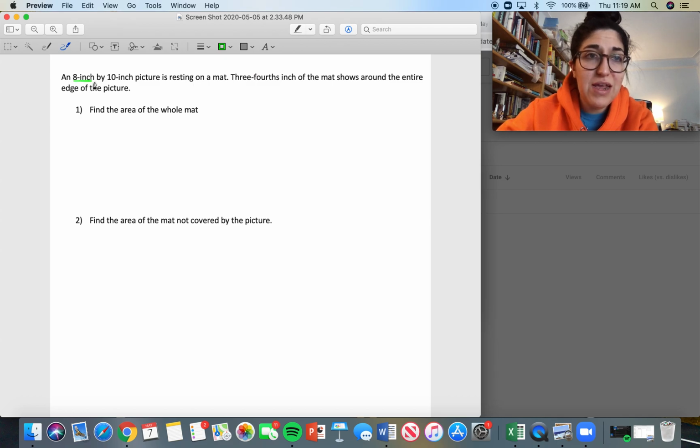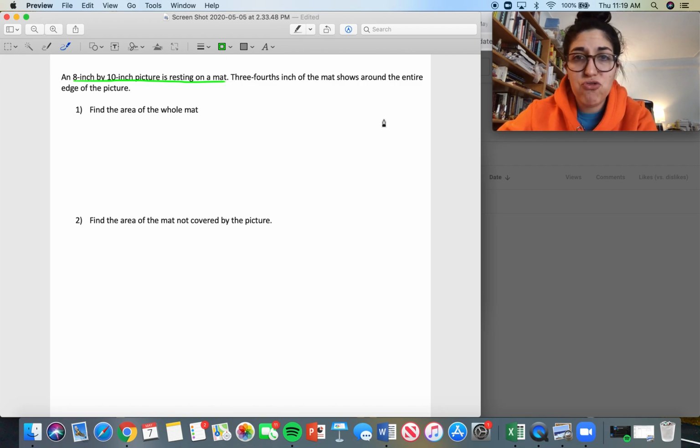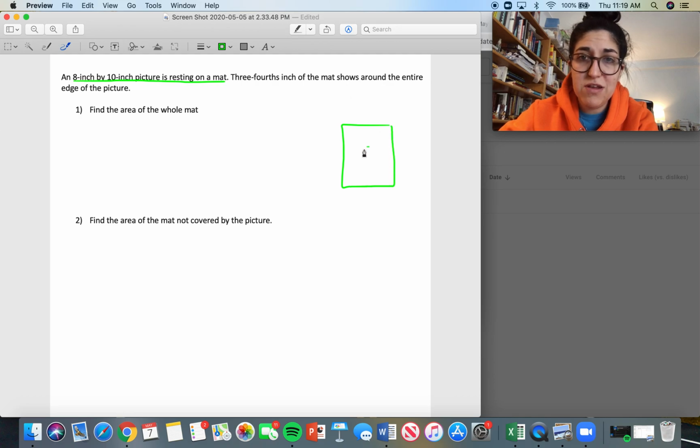Okay, so let's think about this, all right? So it says that we have an 8-inch by 10-inch picture resting on a mat, all right? So I'm going to draw that picture here. I'm even going to put a little sun in it. There's our picture. Beautiful picture. Ta-da! All right. So here's our picture. And we know that it's 8 inches by 10 inches. That's given in the problem. Right? And I'm going to just move this a little closer here.